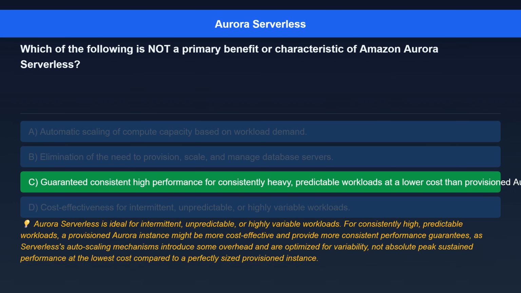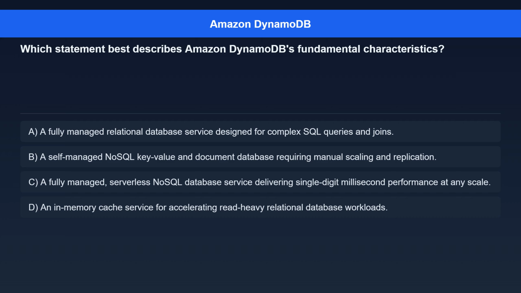Question 4. Which statement best describes Amazon DynamoDB's fundamental characteristics? Option A. A fully managed relational database service designed for complex SQL queries and joins. Option B. A self-managed NoSQL key value and document database requiring manual scaling and replication. Option C. A fully managed, serverless NoSQL database service delivering single-digit millisecond performance at any scale. Option D. An in-memory cache service for accelerating read-heavy relational database workloads.